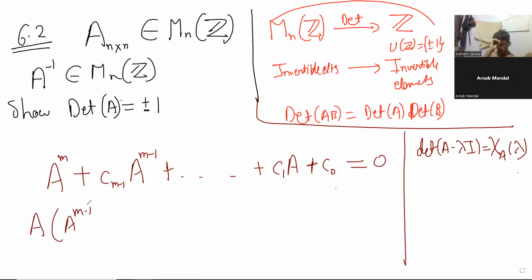This is the inverse. So Cayley-Hamilton gives you another expression for the inverse. And we want to prove that this c naught is plus minus 1. But it's not quite obvious from here, right? Is it obvious from here that c naught is plus minus 1?